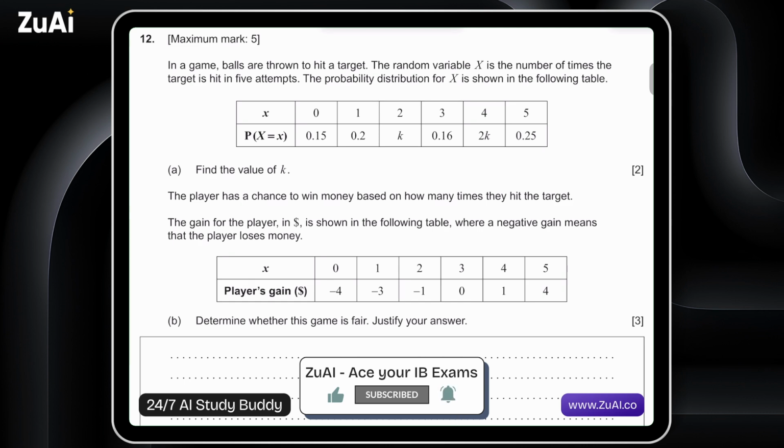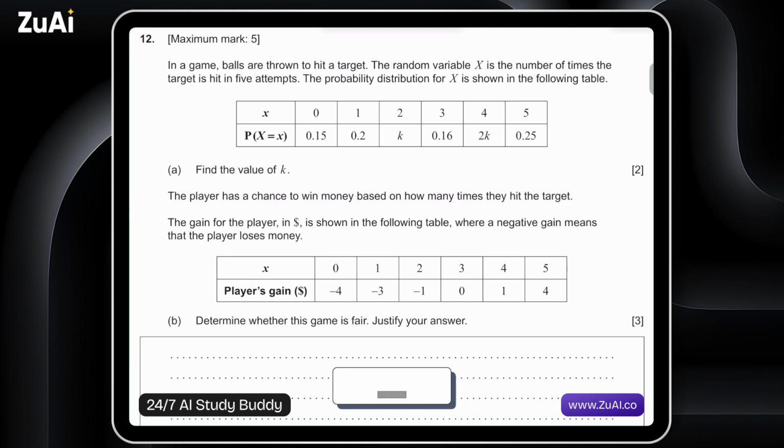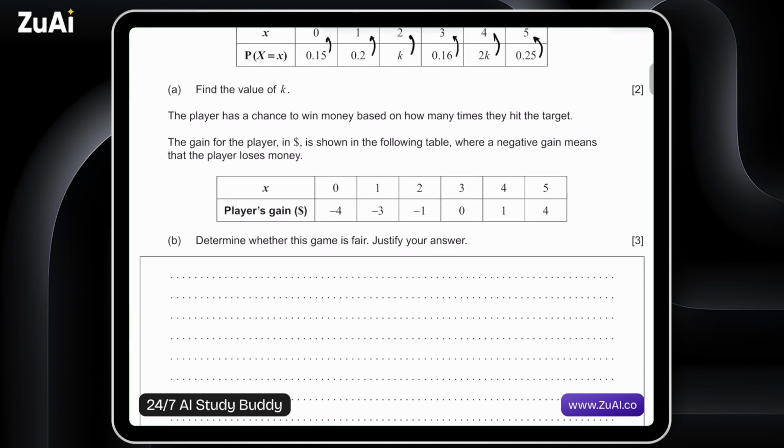So probability distribution, what does that mean? We're throwing a ball at a target. X is the number of times the target is hit in 5 attempts. So what are we saying? There is a 15% chance that the target is hit 0 times, 20% chance that the target is hit 1 time, k% chance that it's hit 2 times, 0.16 or 16% for 3 times, 2k that it's hit 4 times, and then a 25% chance that we hit the target 5 times on 5 attempts. So find the value of k.